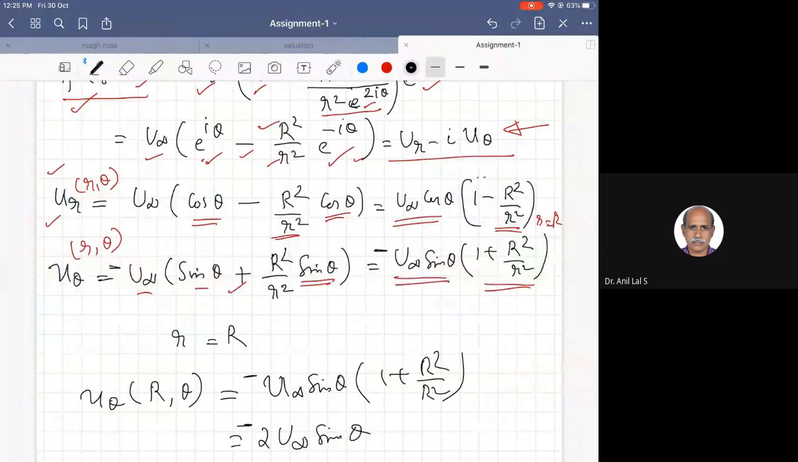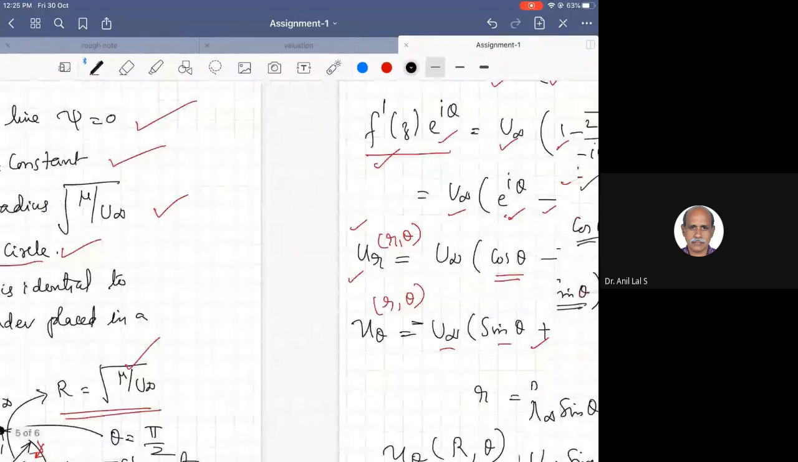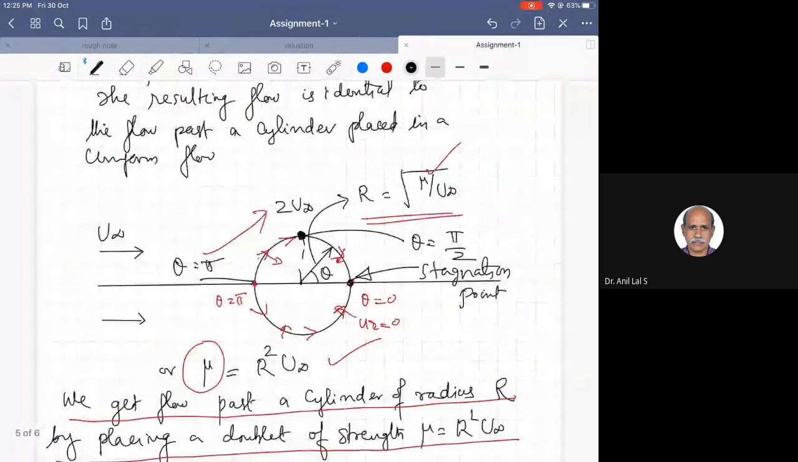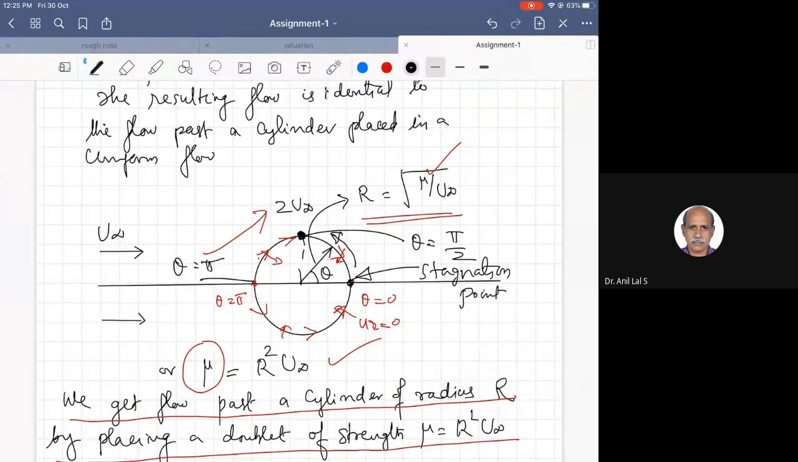Minus 2u theta. So what do you mean by that? Okay, it is minus. Actually, this is the tangential direction. The positive tangential direction is anti-clockwise. The measure of theta is taken in the anti-clockwise direction. So at this point, the positive tangential velocity is like this.